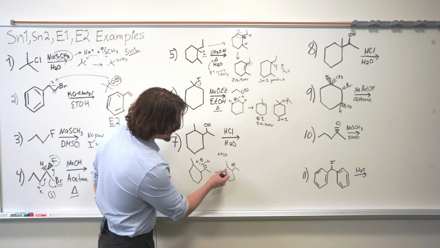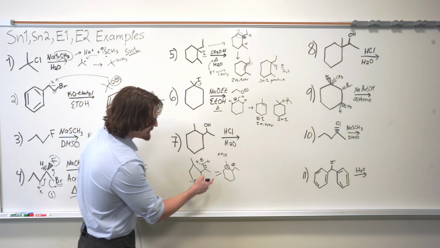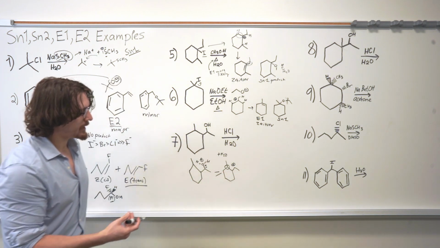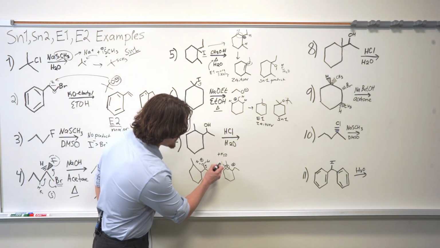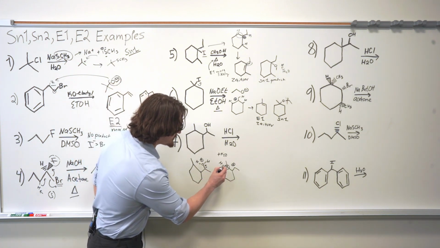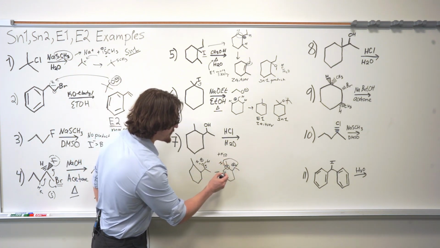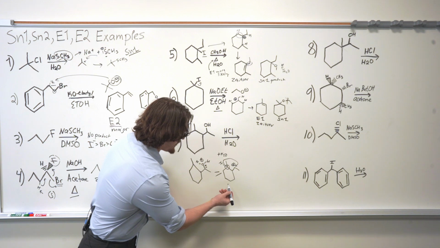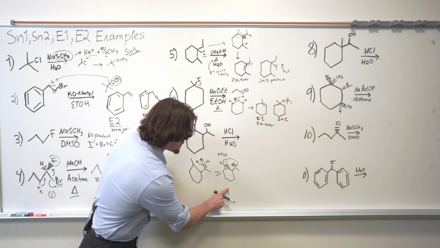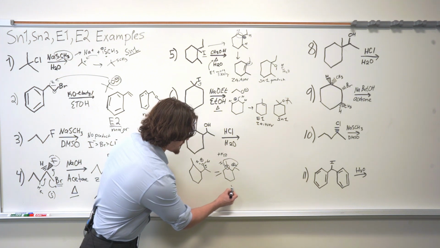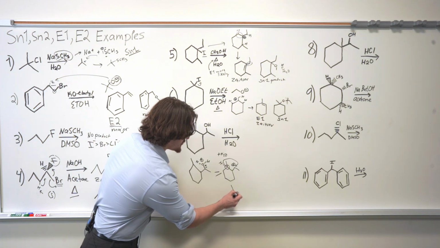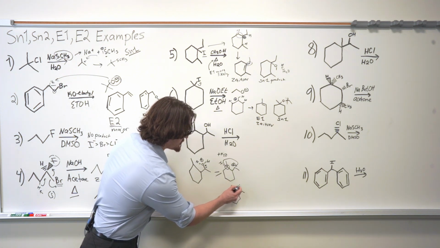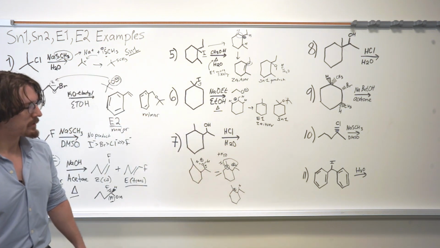Well, a tertiary one could occur here if we somehow rearrange. We can't move the methyl group, so a methyl shift isn't possible, but we can move a hydride. So this hydride can move here, which will shift the positive charge to this tertiary carbon, right? And in that case, we're going to have this intermediate, right? Because now this has the hydrogen and this has the positive charge. So this is the more stable carbocation.